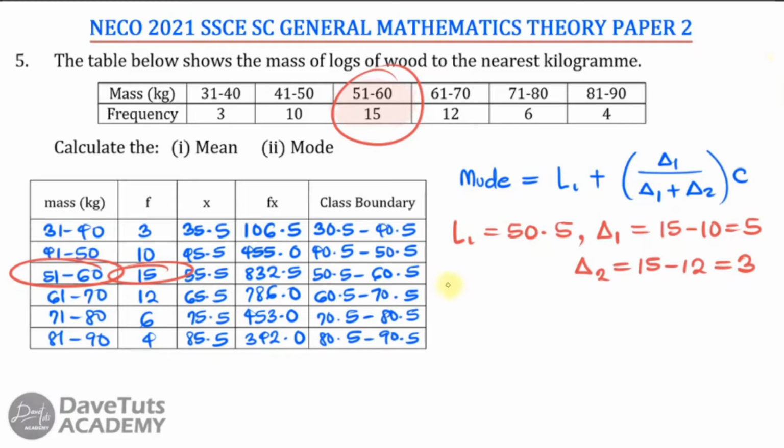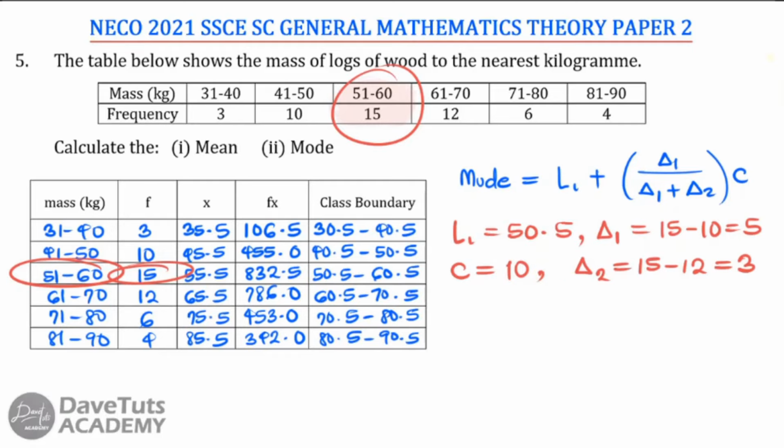Then the C is going to be the class size, and you can get that by subtracting the lower class boundary from the upper class boundary. Maybe we can say 40.5 minus 30.5 if you want to use that first class, or 60.5 minus 50.5 is going to be the same thing. So that is 10. It is 60.5 minus 50.5, and that is 10.